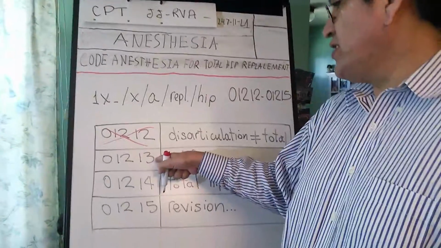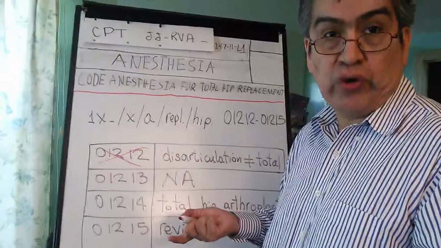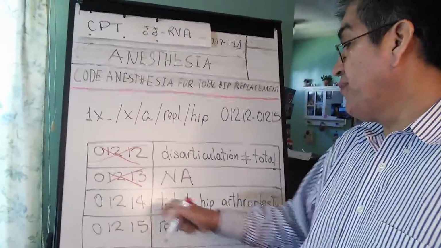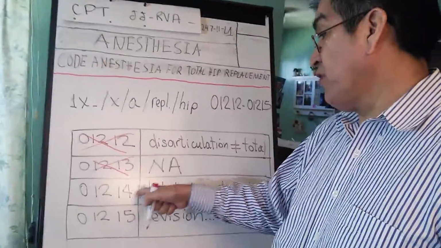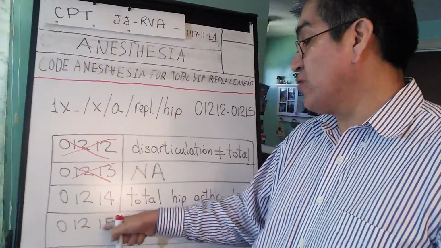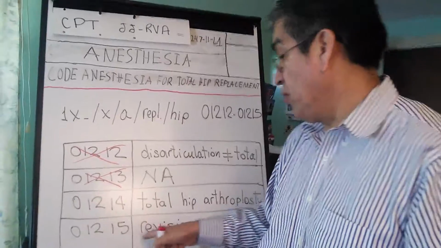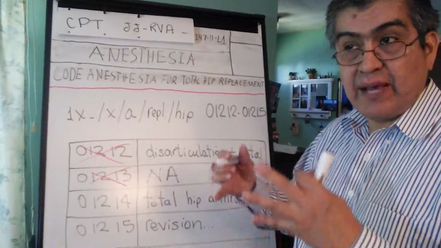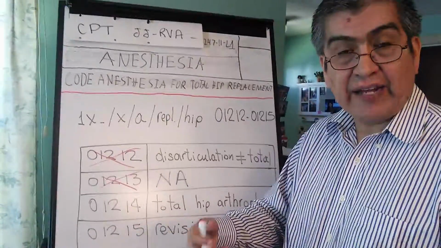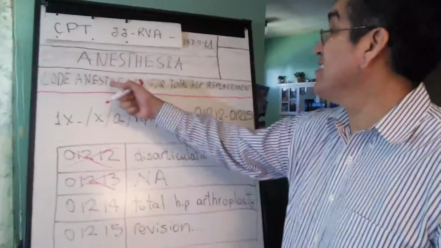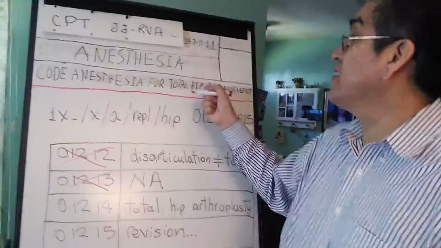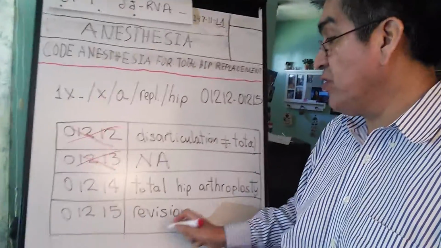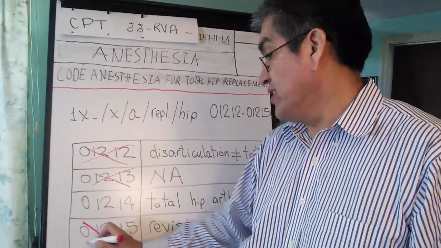Now 01213 is not available. It's not in our coding system, so it doesn't work. Let's leave 01214 for the end. Why is 01215 not the answer? Because it says revision. Revision means that a procedure has been done and is now being reviewed, and it doesn't tell us here that it's a revision of a procedure that has already been done. So the revision eliminates this one.